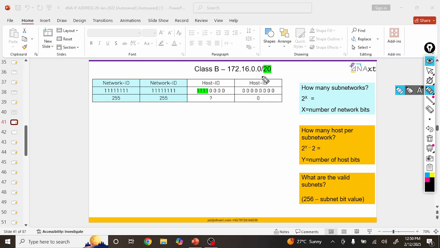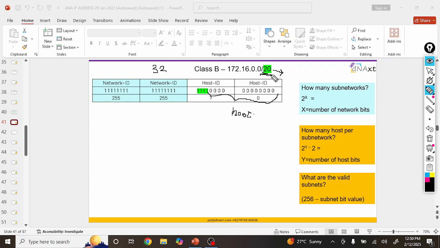We are discussing class B subnetting, and in today's video we are going to discuss slash 20. So slash 20 means there are 20 bits that are assigned to the network and the remaining 12 bits are assigned to your host. Out of the total 32 bits, 20 bits are of the network and 12 bits are of the host. So the bits marked as 0 are the host bits.